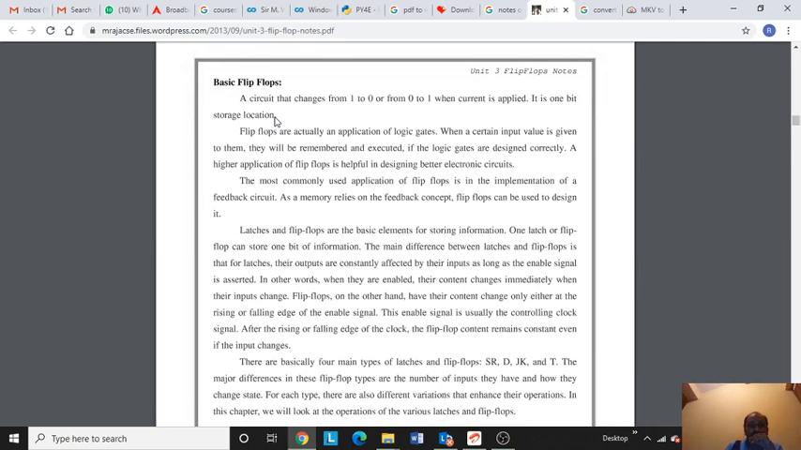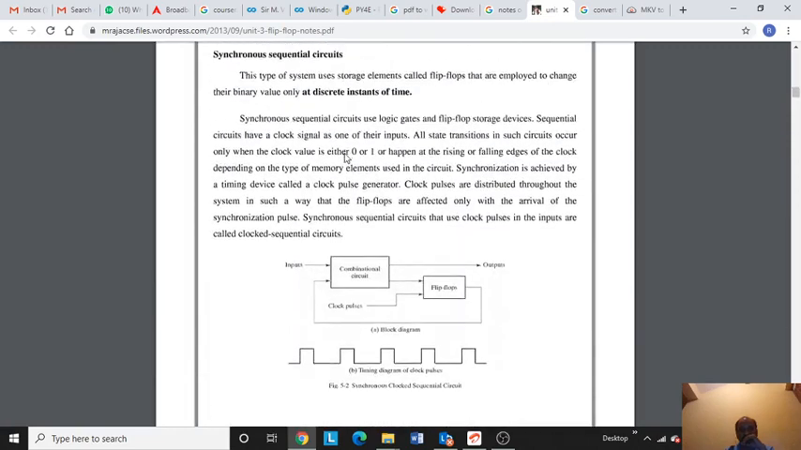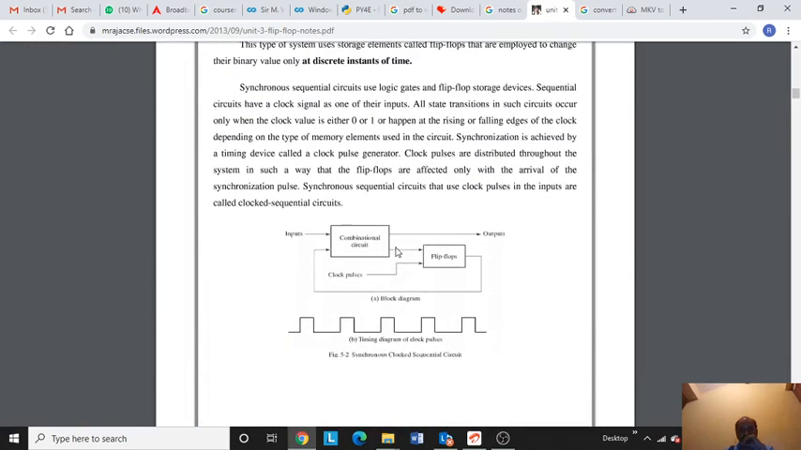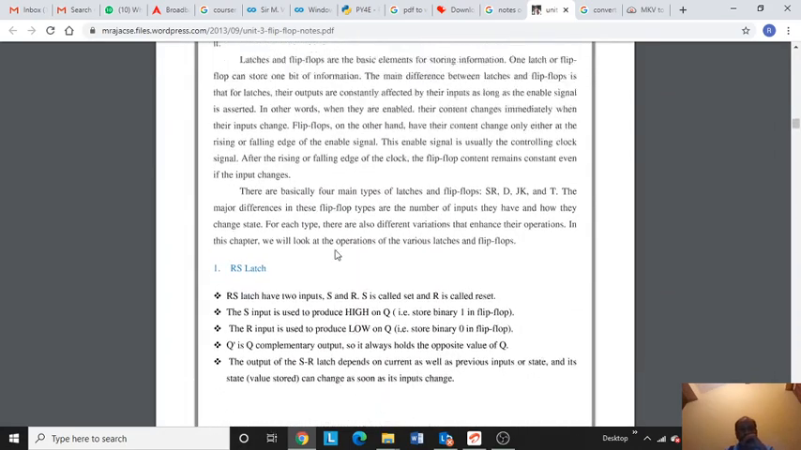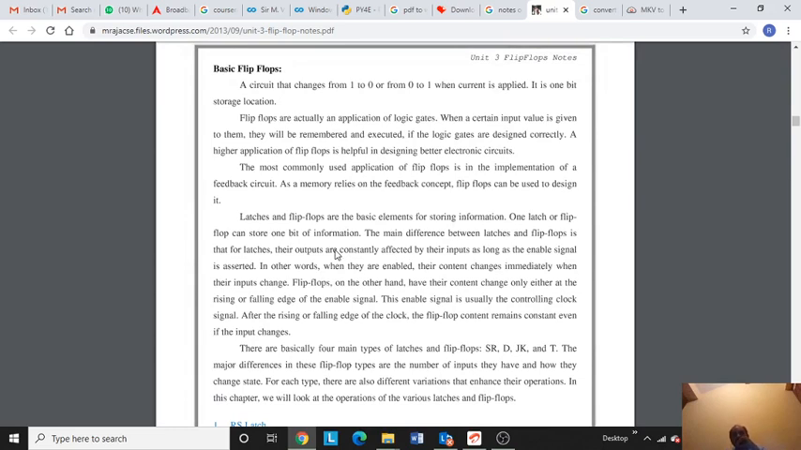Now, flip-flops are actually an application of logic gates. The most commonly used flip-flops are implemented with feedback circuits. I'll show you: the output is taken here, and the same output is again reverted back to the same circuit. This is called feedback. I'm feeding the output of the same circuit back, and that is why it is called a feedback circuit.